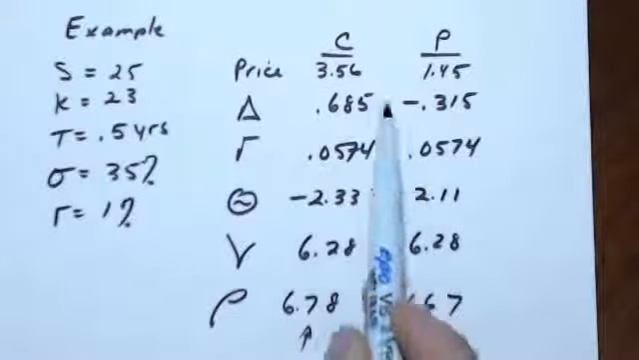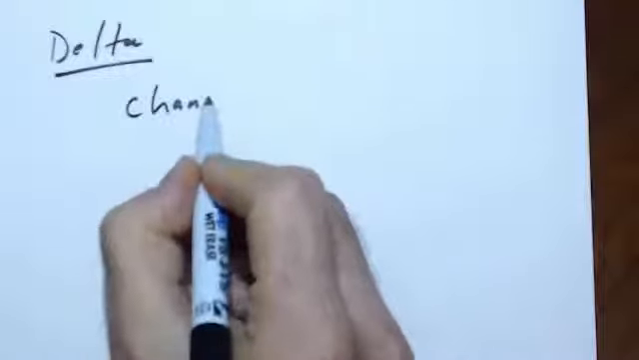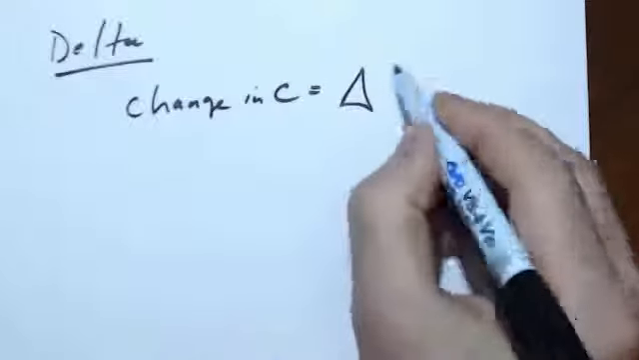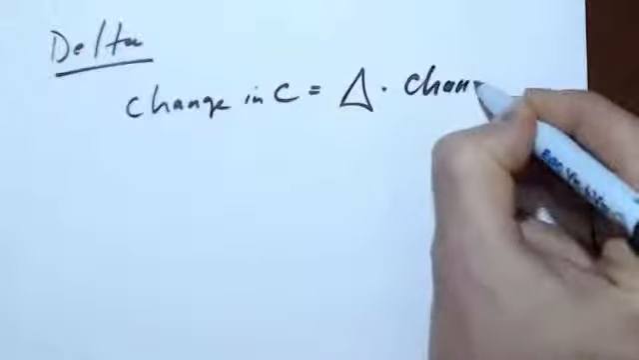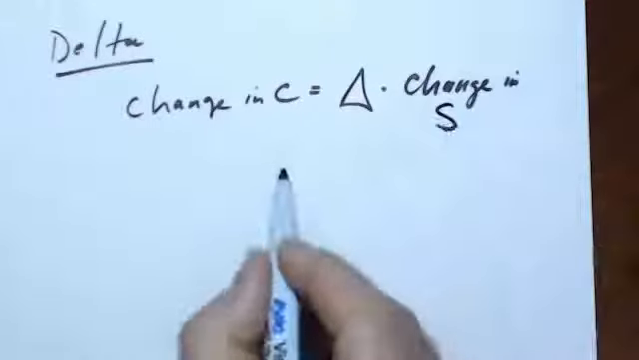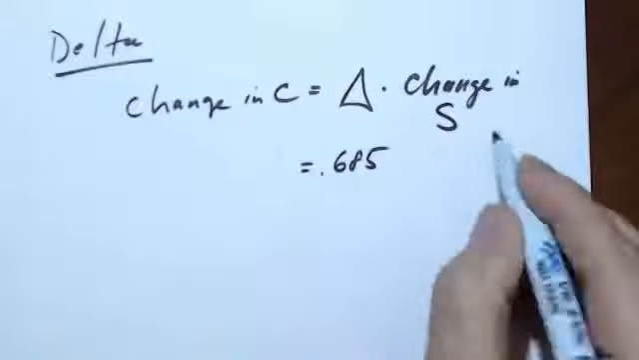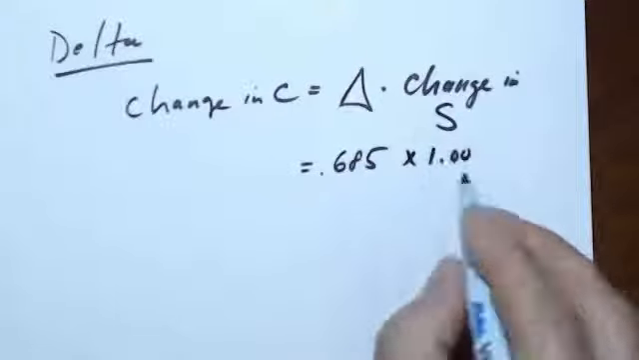So now what I want to do is give you an interpretation of how these work. And so the first one we'll do is delta. Okay. Delta is the change in the call, which equals delta times the change in S. And so our delta, according to the previous table, was 0.685 times $1. Let's make a dollar change.